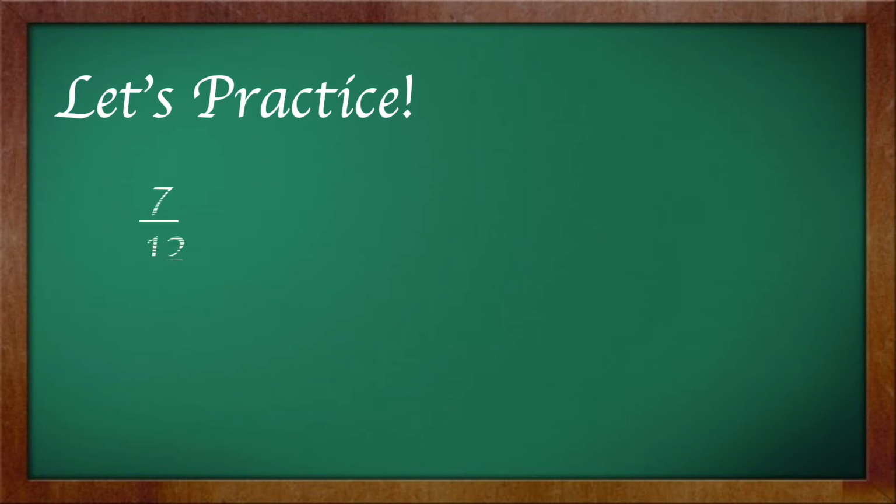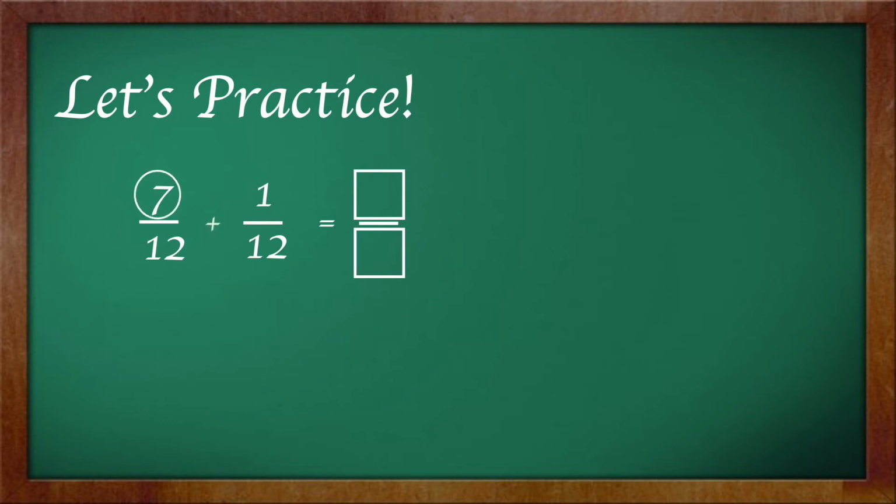Let's try another one. 7/12 plus 1/12. Try it again. Let's now answer it all together. Add the numerator, 7 plus 1 is 8. Copy the common denominator, 12. Then simplify it. The final answer is 2/3.